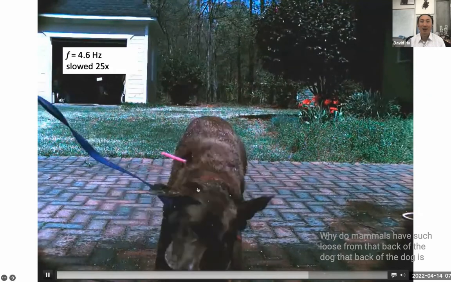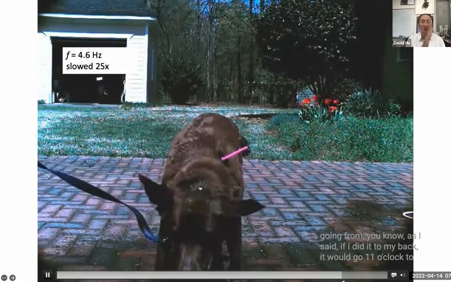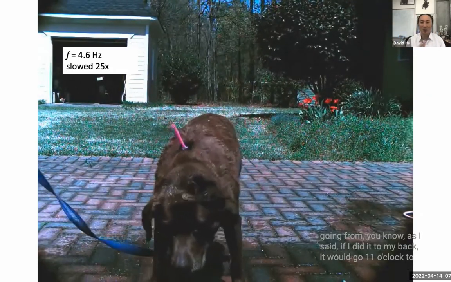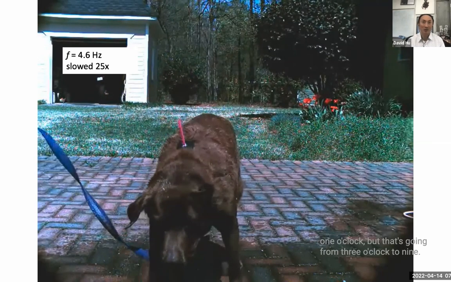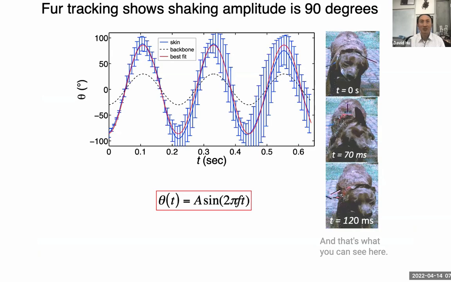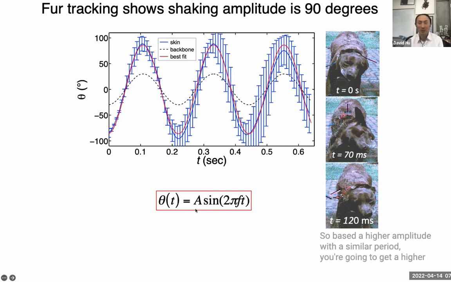That back of the dog is going, as I said, if I did it to my back, it would go 11 o'clock to 1 o'clock, but that's going from 3 o'clock to 9 o'clock, almost 3 times the amplitude. And that's what you can see here. It's got this huge amplitude, more than you expect based on the vertebrate motion. So this experiment gives us an amplitude of the shake that's going to be important in modeling. So based on the higher amplitude with a similar period, you're going to get a higher force.